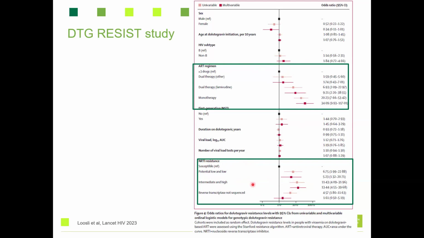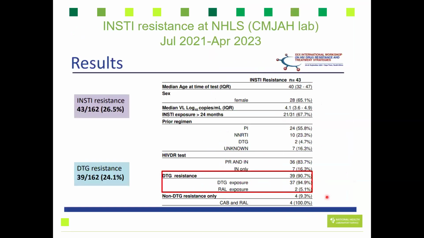The other thing was that the presence of NRTI resistance in the background seemed to predict a higher chance of developing DTG resistance. So if patients already have resistance from their previous regimen, the chances of developing DTG resistance is higher. So last two slides, some of our data that we presented at the end of last year.